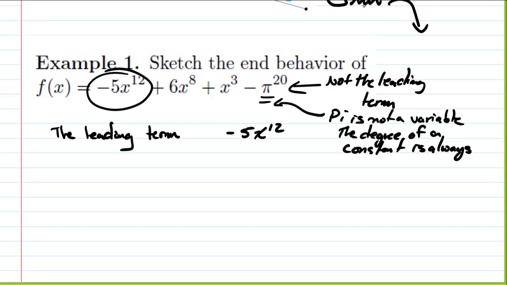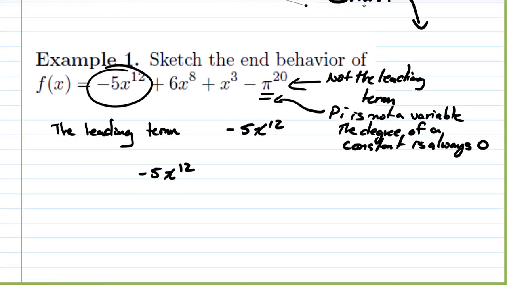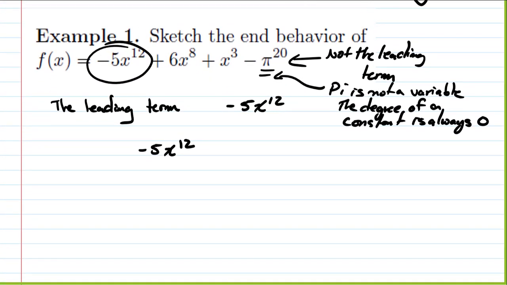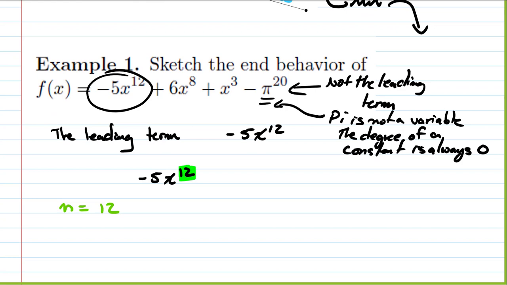Or I mean, not 1 is always 0. Sorry, I misspoke. It's degree 0. So our leading term then is negative 5x to the 12th. So we're going to identify our n and our a sub n. So our n is going to be 12, and our a sub n is going to be negative 5.